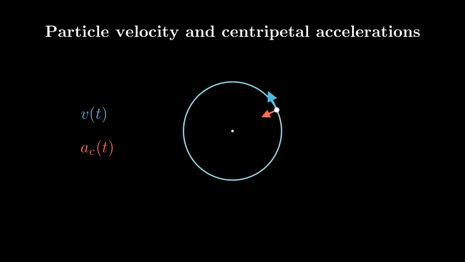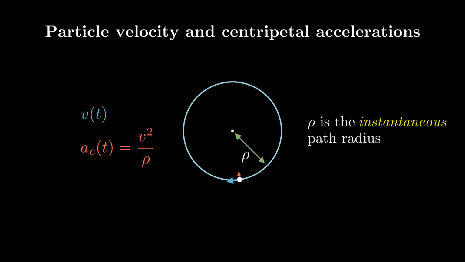I also made this little animation to illustrate centripetal acceleration. You can see how the centripetal acceleration always points towards the center of the circle, otherwise known as the instant center of rotation. The formula for the magnitude of centripetal acceleration is v squared over rho, where rho is the instantaneous path radius. Sometimes, though, the path isn't a perfect circle. As we'll see in some of the questions, the path radius can continuously change, but for centripetal acceleration, all we need to know is the path radius at that very instant, hence the instant center of rotation.